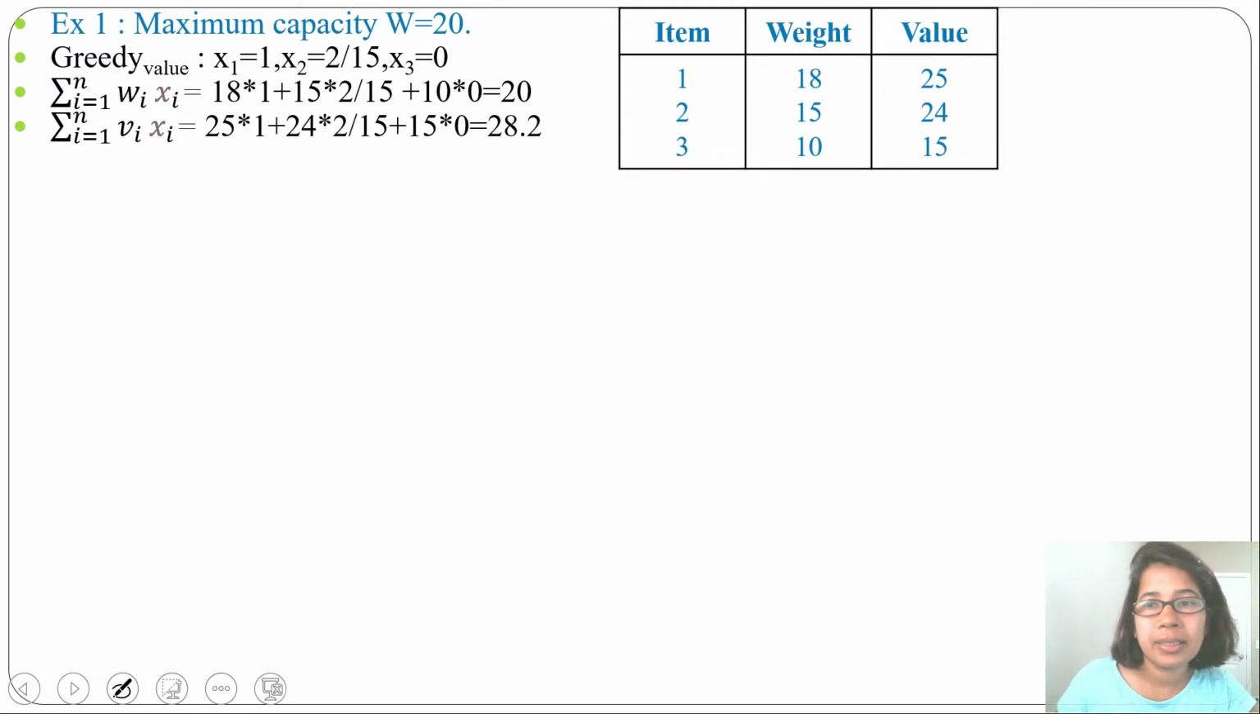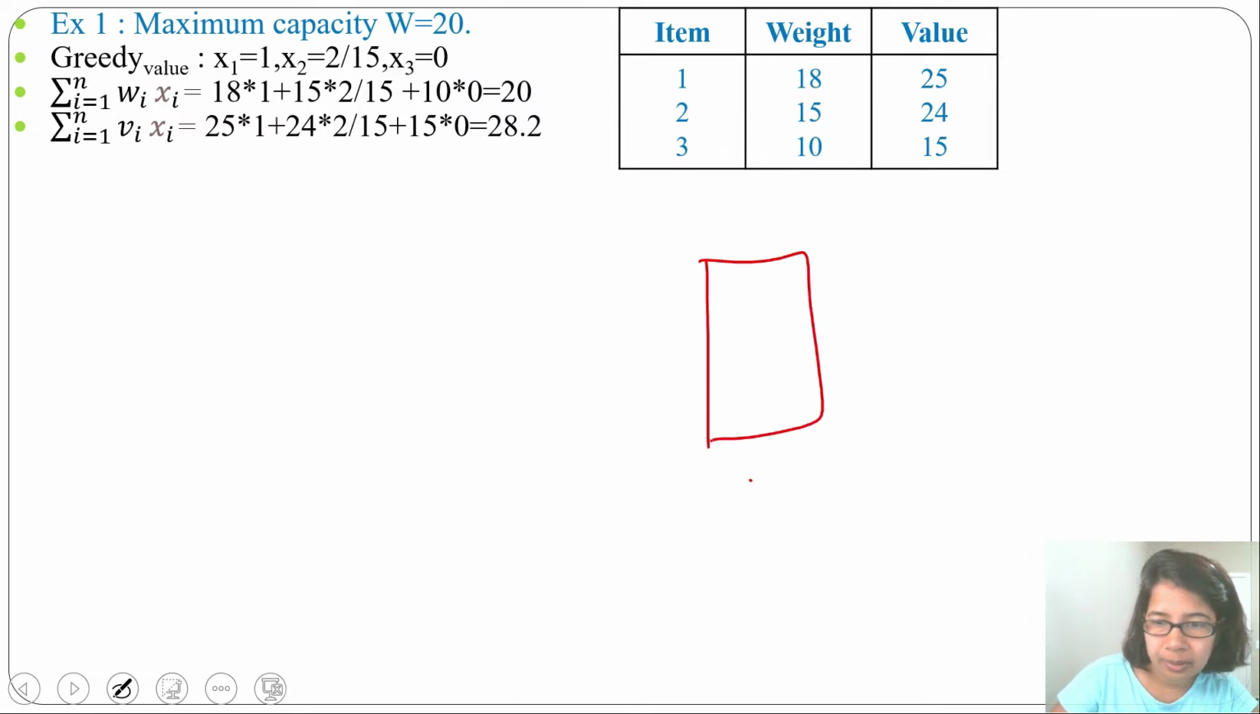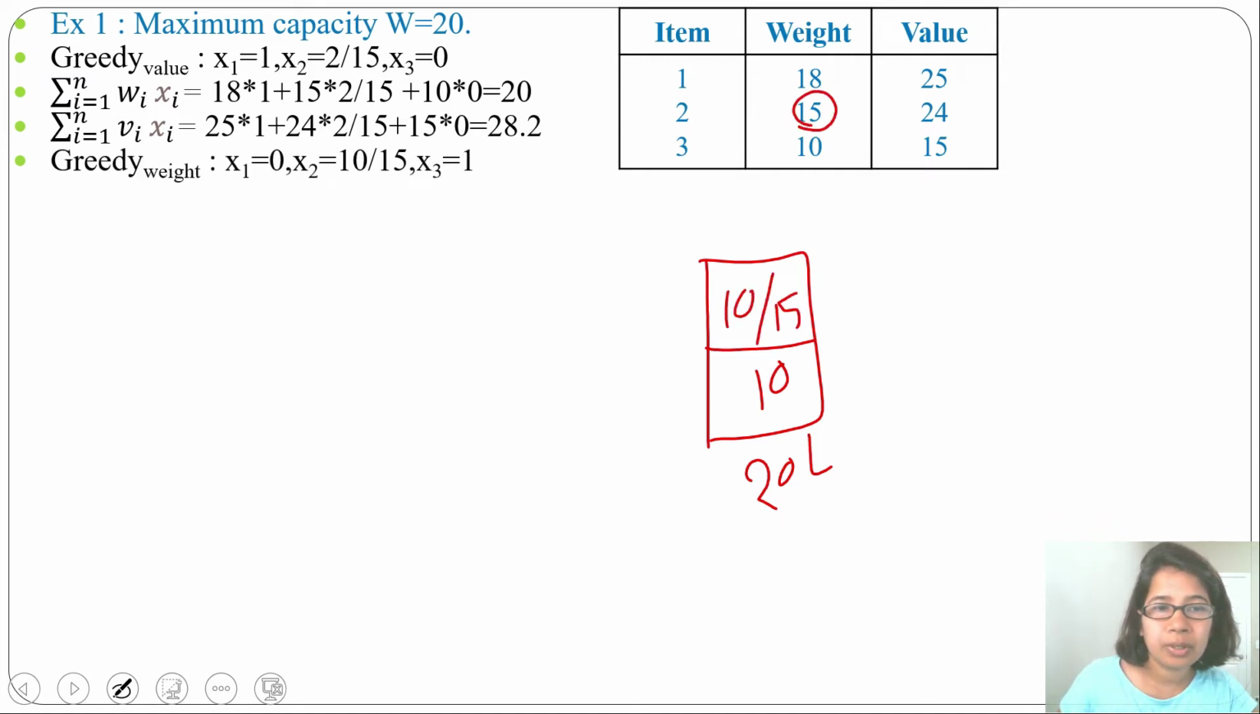Next, I will find greedy about weights. Greedy about weight means we'll choose the less weight, less pound. Like here, this is 10, then 15, then 18. So in that 20 lb capacity, first we'll choose item 3, 10. Next 10 is left, we'll choose 10 pound from 15. So x1 will be 0, we are not choosing item 1. x2 will be 10 by 15 and x3 equals 1.